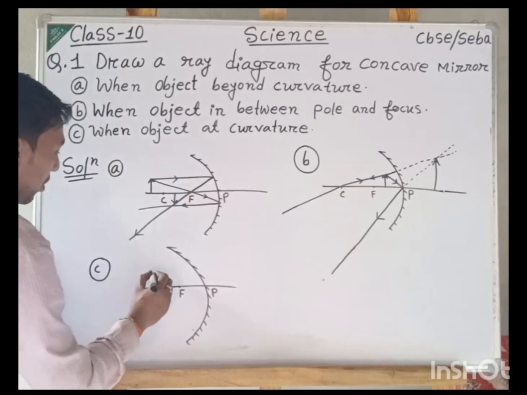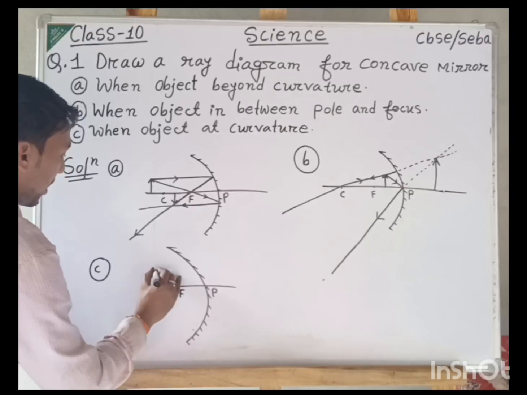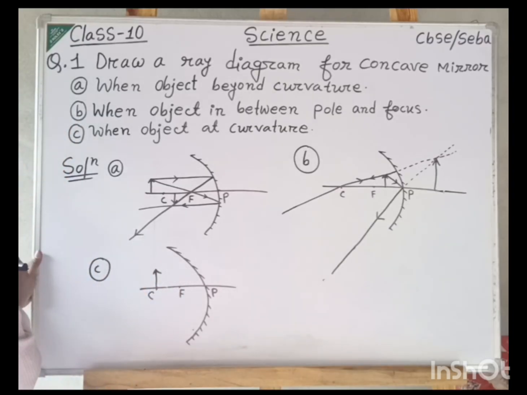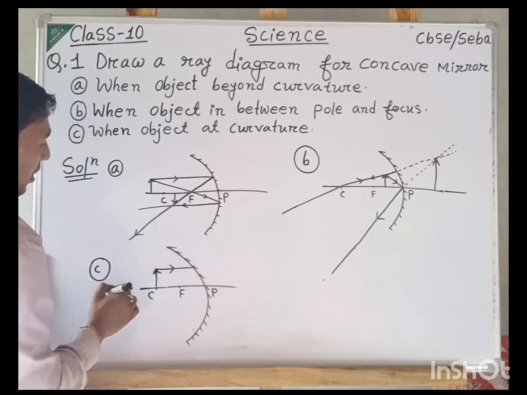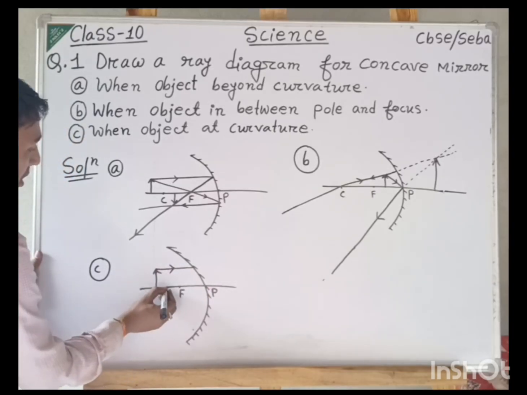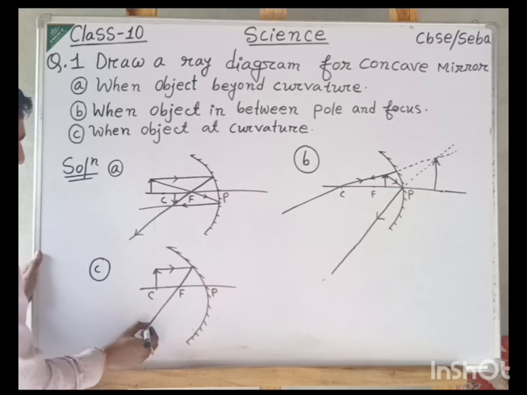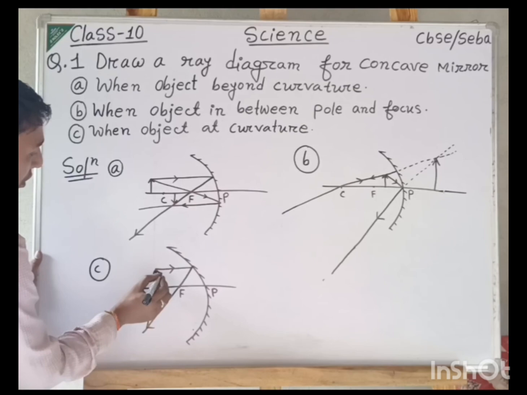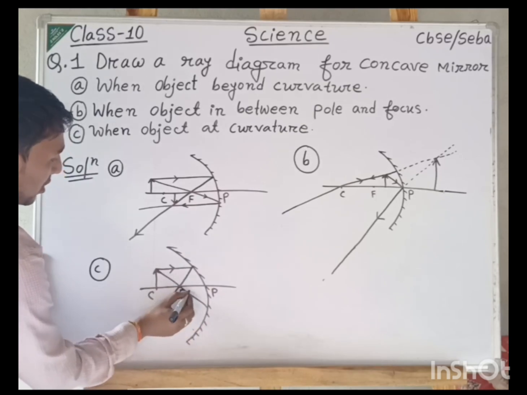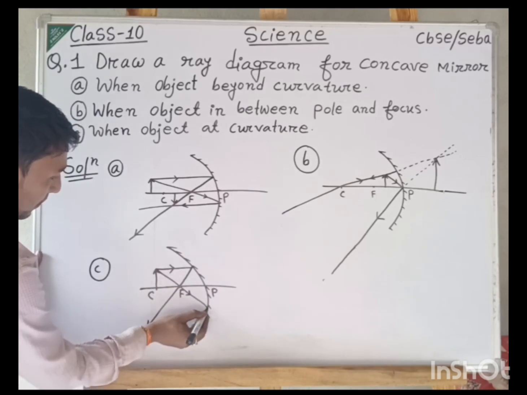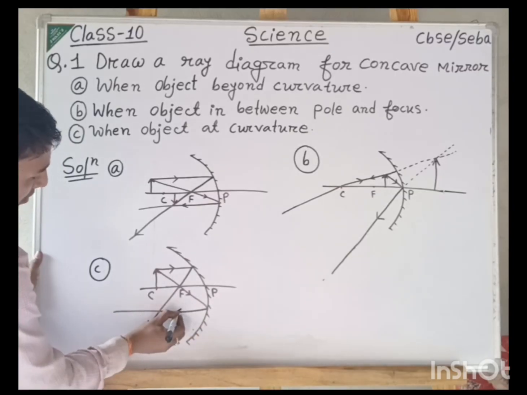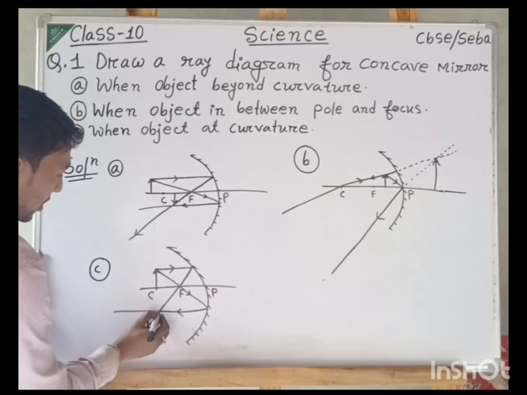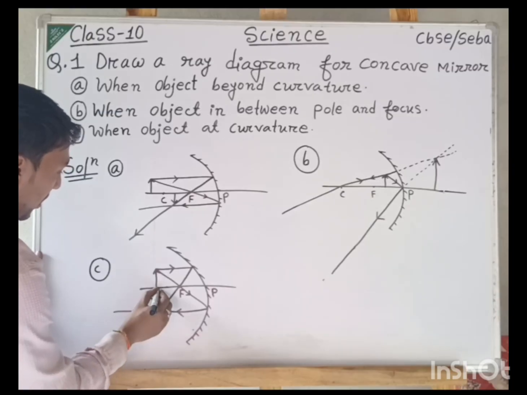Now according to this question, the object is placed at the curvature, so keep the object at the curvature. Now from this object, I can pass a ray parallel to the principal axis, and when a ray is passed parallel to the principal axis, it will reflect back through the focus. Now the next ray I will pass through the focus, and when a ray is passed through the focus, it will reflect back parallel to the principal axis. Now this is the intersecting point. Here I will get the image.